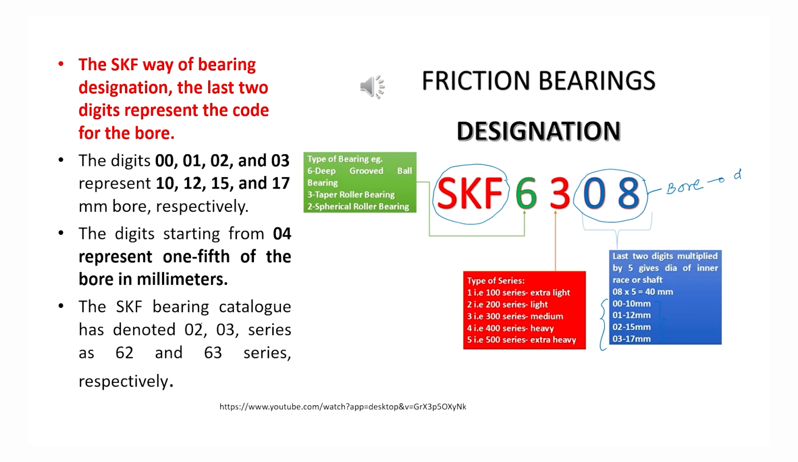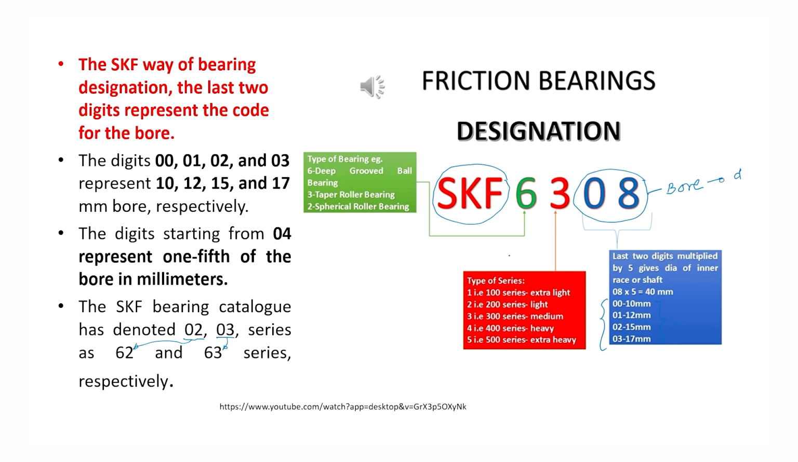The SKF bearing catalog has denoted 02 and 03 series as 62 and 63. So, if the width series is 0 and diameter series is 2, then SKF represents it as 62. If it is 03, width series 0 and diameter series 3, as per the Anti-Friction Bearing Manufacturers Association nomenclature, then SKF represents it as 63.